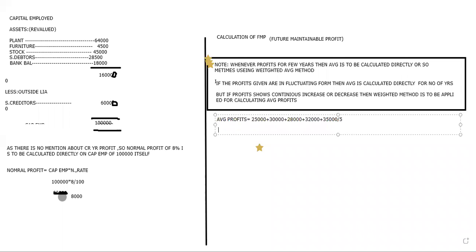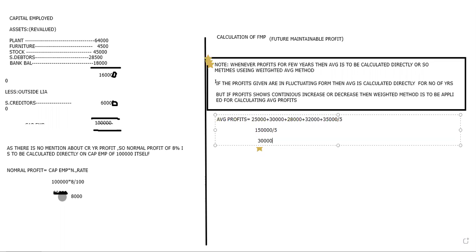Normal profit equals capital employed into normal rate. Madam, you have to divide, ma'am. Divided by 5, Nana. 30,000. So how much will it be? 30,000, no? Okay, fine. Yes, ma'am. 30,000, we got it.